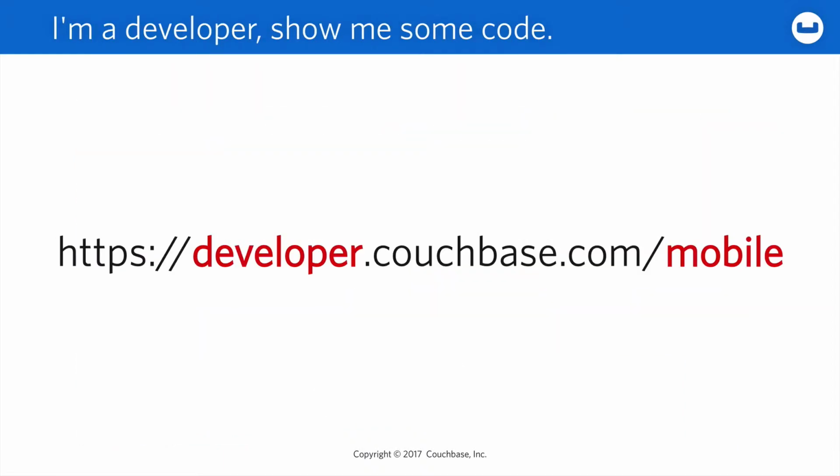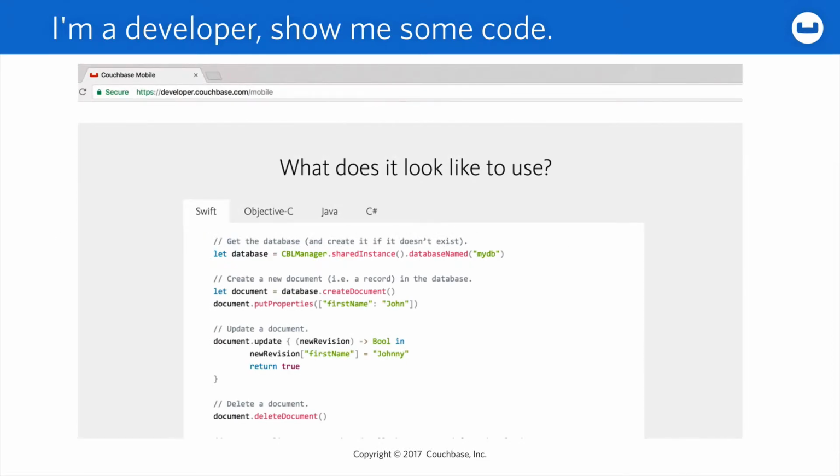So you're a developer and you want to see code? Well, of course you do. Go to developer.couchbase.com/mobile. Here, you'll find a lot of resources, including quick samples of what it looks like to use Couchbase Mobile in your code across multiple languages.